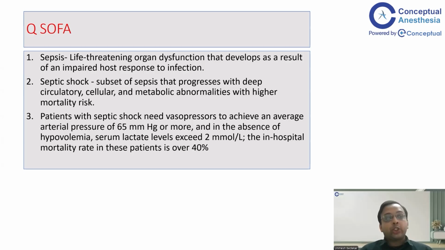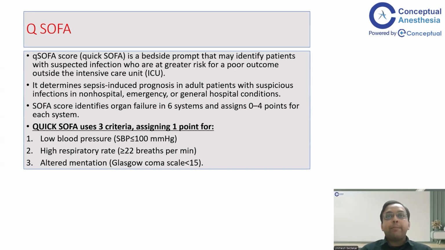That is why quick scoring is essential to quantify, triage these patients, start early treatment, and prevent hypovolemia and a rise in lactate levels, to decrease this mortality rate. So quick SOFA is a bedside prompt method that may identify patients with suspected infection who are at a greater risk of poor outcome outside the intensive care unit. It determines sepsis-induced prognosis in adult patients with suspicious infections in non-hospital emergency or general hospital conditions.